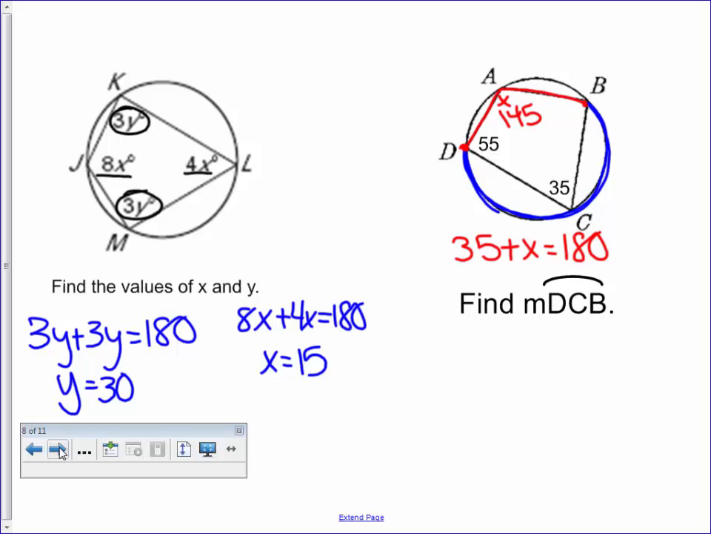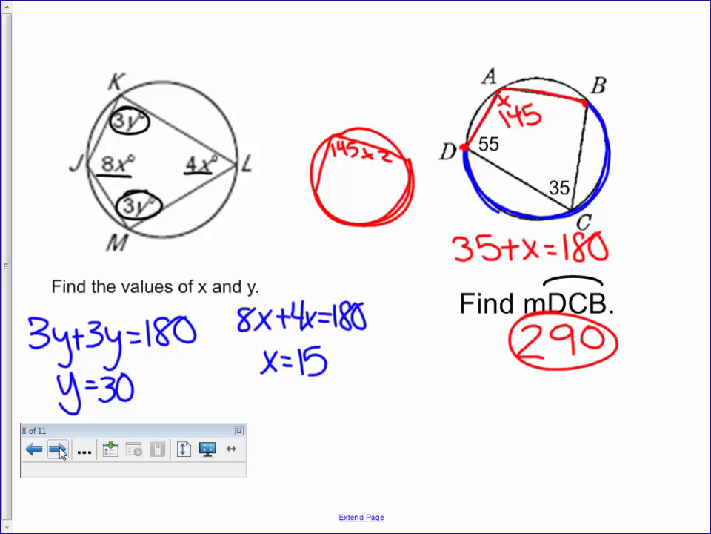Well, angle A is an inscribed angle. It would be something like this. If you had an angle here, 145, how do you find its arc? Well, we multiply by 2. So DCB is going to be 290. Don't forget about inscribed being on the circle and multiplying out.